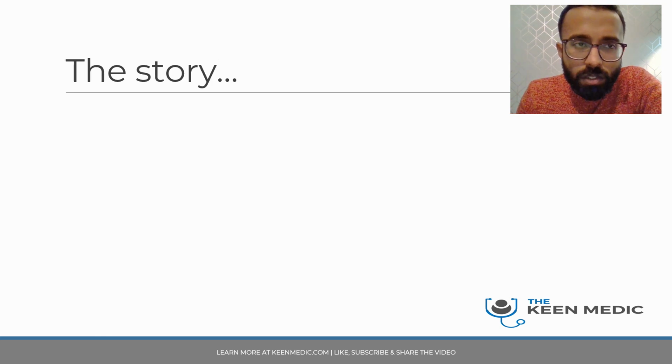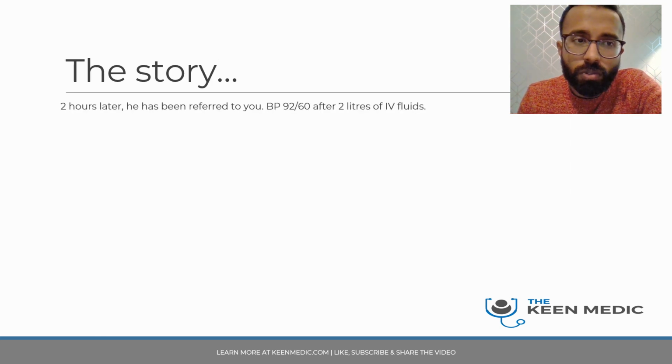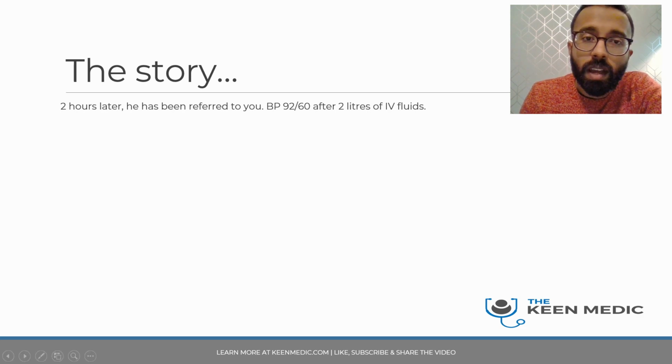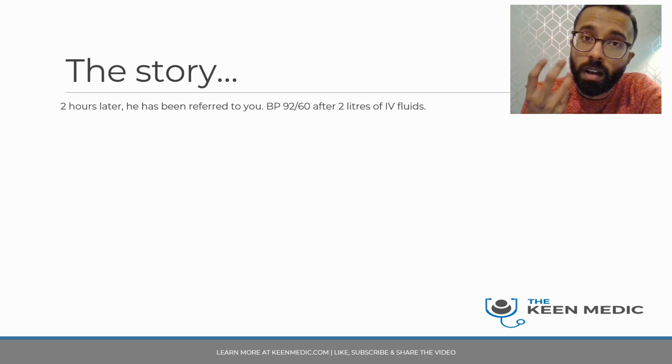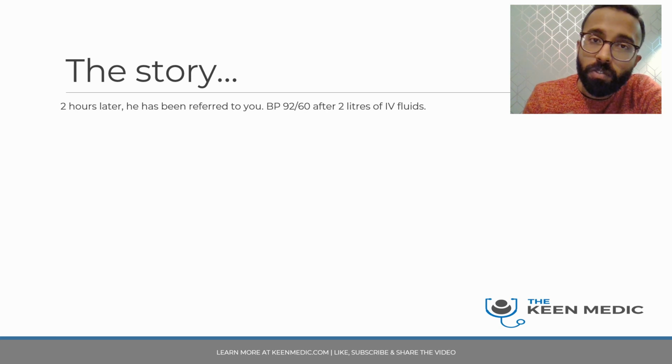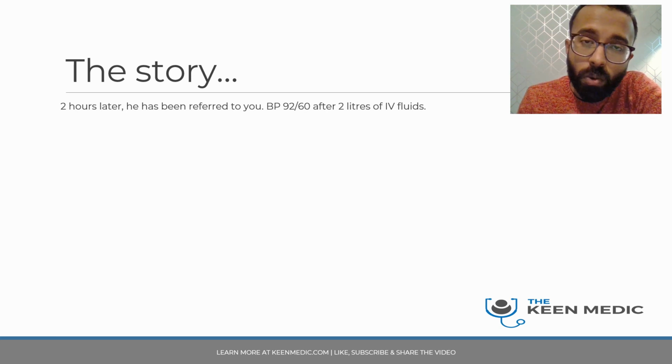All right, so here's the story though. Two hours later, luckily, he has picked up now. His blood pressure is 92/60 after 2 liters of IV fluid. So A&E have managed to IV resuscitate him, and he's stable. And he has now been referred to you. And as the medical reg, you go and see him. This is the history that he gives you.